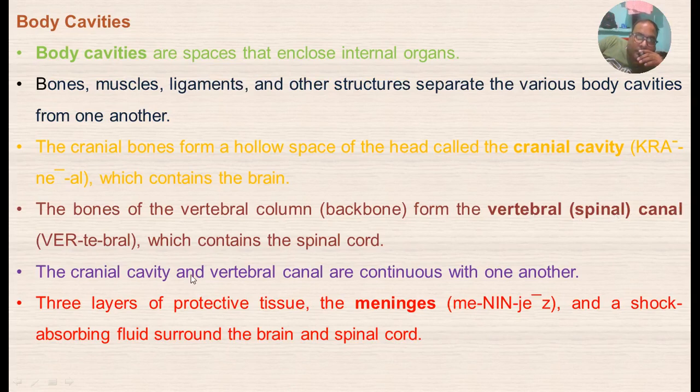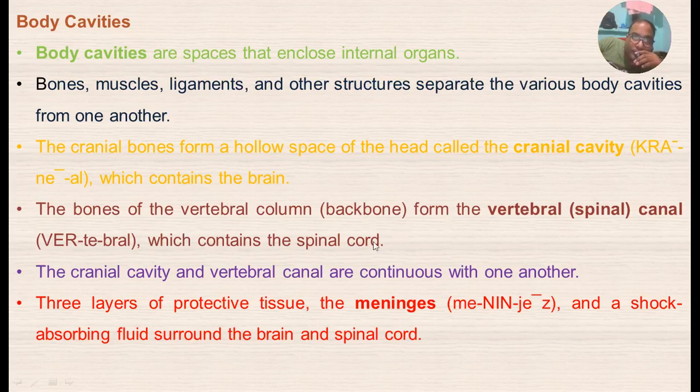The bones of the vertebral column, that is the backbone, form the vertebral or spinal canal, which contains the spinal cord. So from the brain, there is a cord-like structure, a cord of nerves, neurons, that runs through the vertebral column, inside the vertebral or spinal canal, which is very delicate, so it needs protection from shock. So it is protected, enclosed inside the bony structure, that is the vertebral column or backbone.